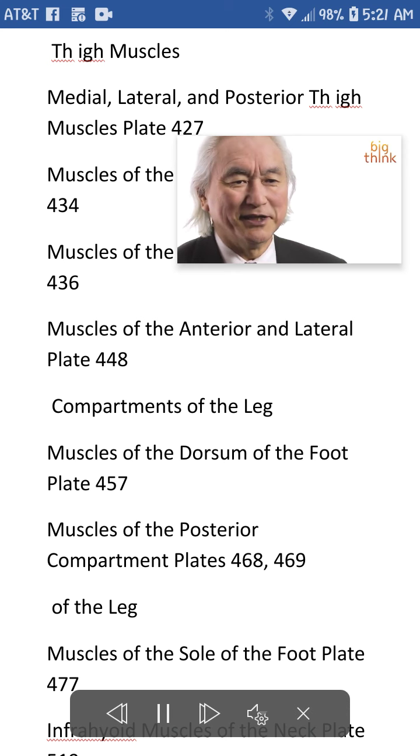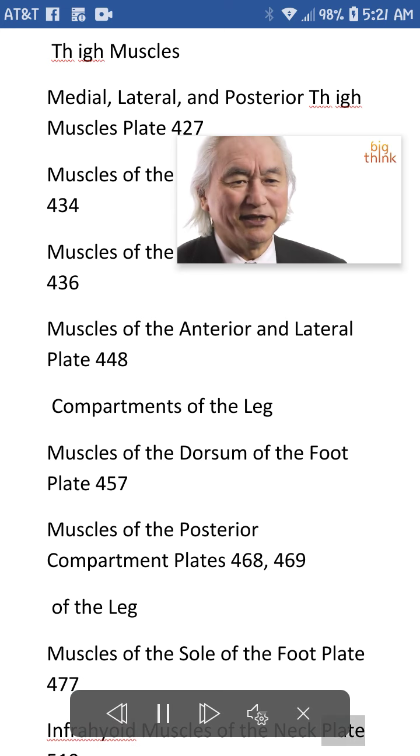Muscles of the gluteal region, plate 434. Muscles of the posterior thigh, plate 436. Muscles of the anterior and lateral leg, plate 448. Compartments of the leg. Muscles of the dorsum of the foot, plate 457. Muscles of the posterior compartment of the leg, plates 468, 469. Muscles of the sole of the foot, plate 477.